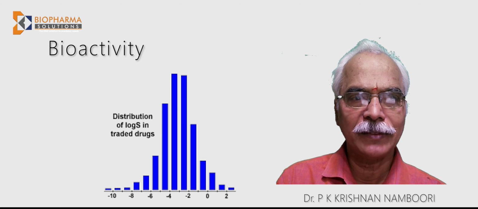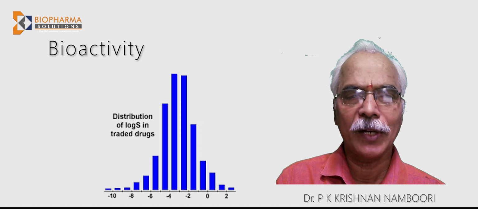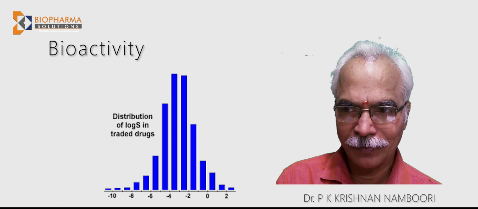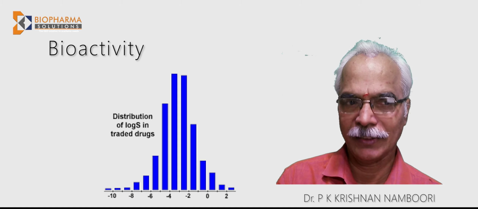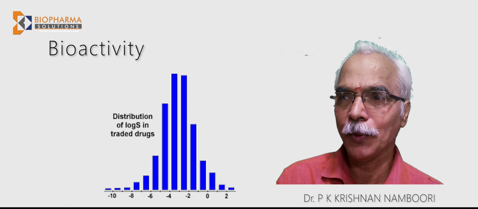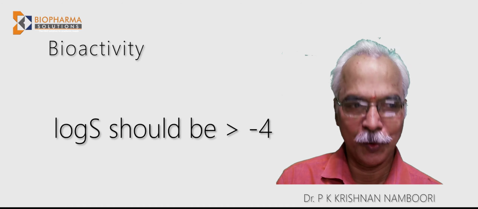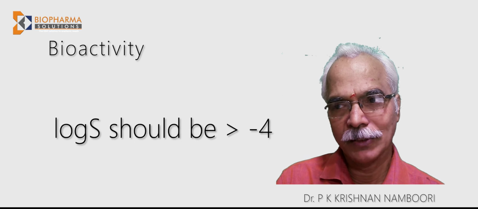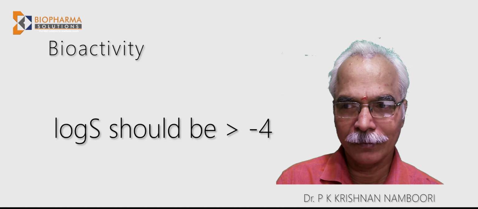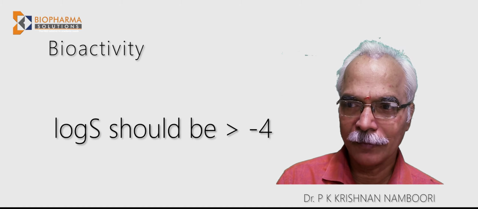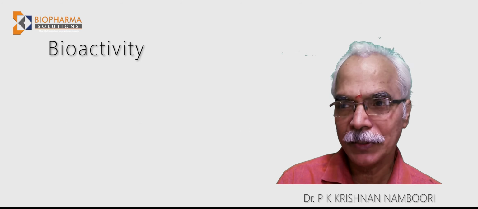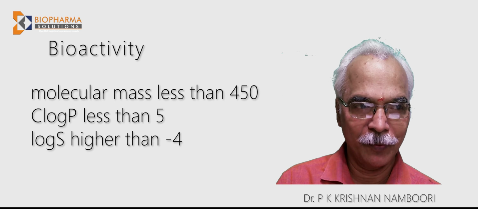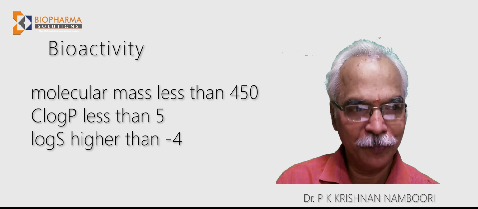And it is found that 80% of drug molecules, or more than 80% of drug molecules in the market, as opposed to non-drug molecules, have a log S value greater than -4. So with this itself, we got some idea. Molecular mass should be less than 450. It should not be more than 450 at least. Log P value, we put it as less than 5. Log S value should be higher than -4.